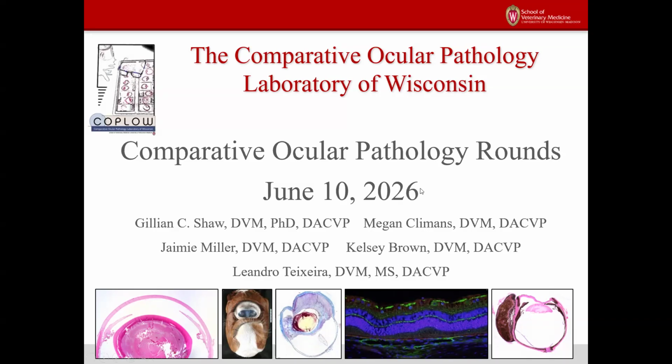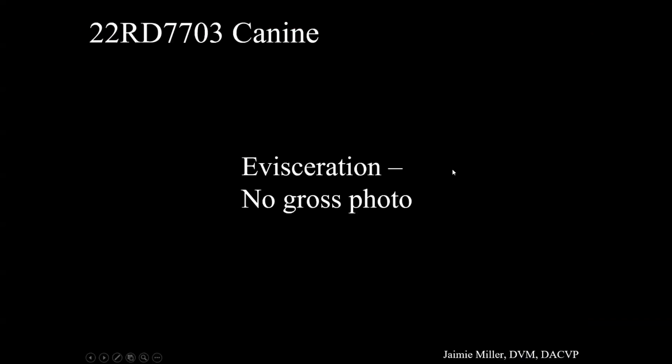So I don't have a gross photo for this first case, but we got an evisceration sample from the left eye of a about 7.5-year-old female spayed Pomeranian poodle mix. This dog has a history of bilateral retinal degeneration since November of 2020, so going back a little ways. It's a little bit of an older case.